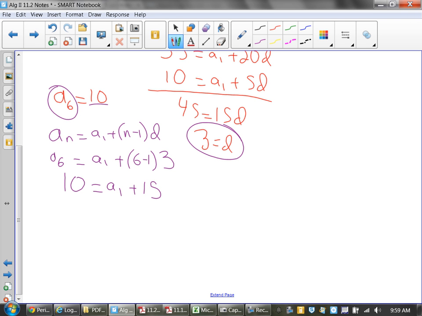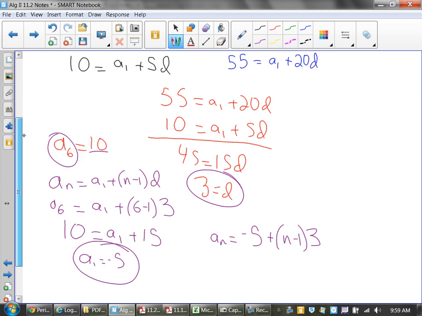Good. There's your first term, there's your difference. A sub n is negative 5 plus n minus 1 times d. Wait, where'd you get the 6 there? This was from the beginning. Oh, okay, I got it.